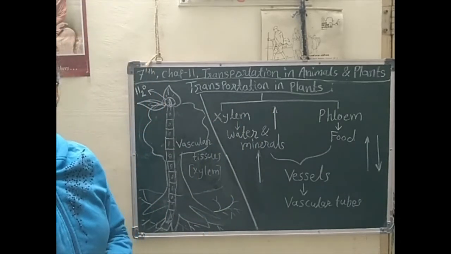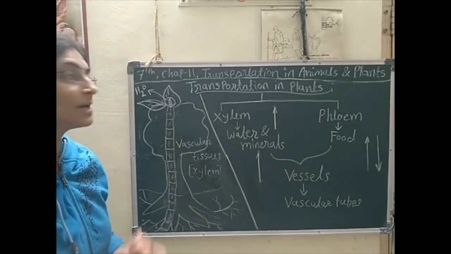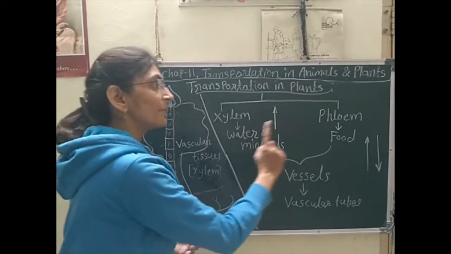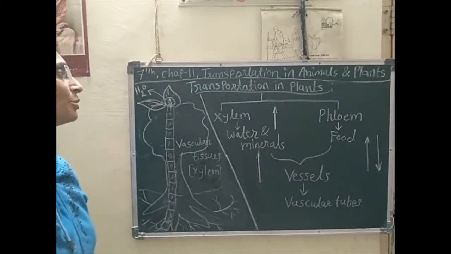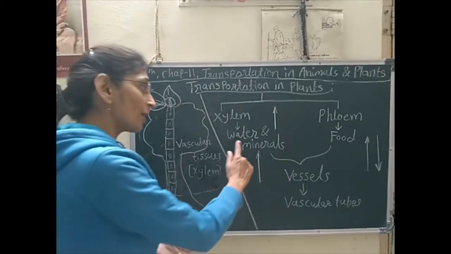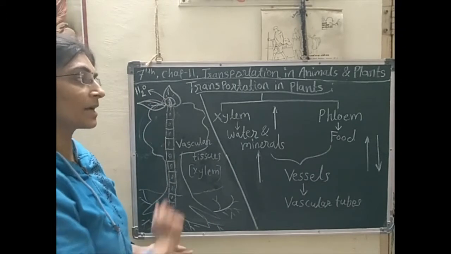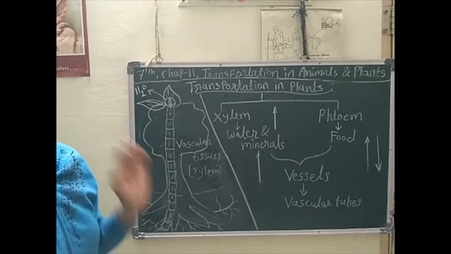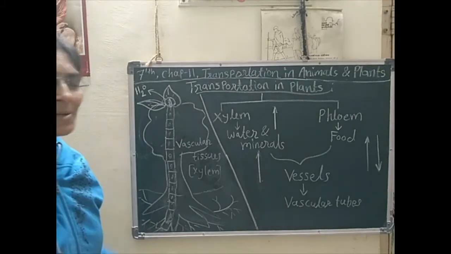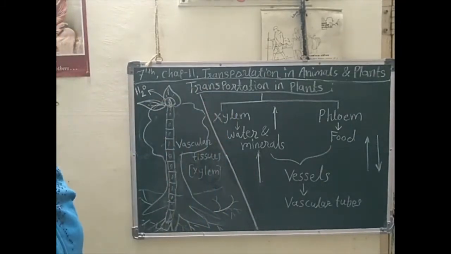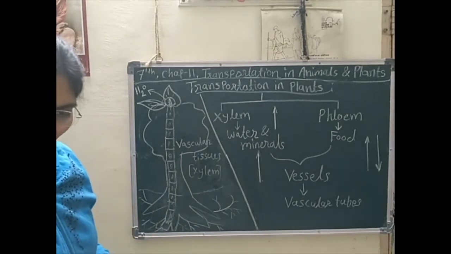Here two types of vessels are present inside the plant for the transportation process. These are xylem and phloem. And through these vessels, transportation of water and minerals and transportation of food happen inside the plant from one part of the plant towards another part of the plant. Yes, here I will show you.